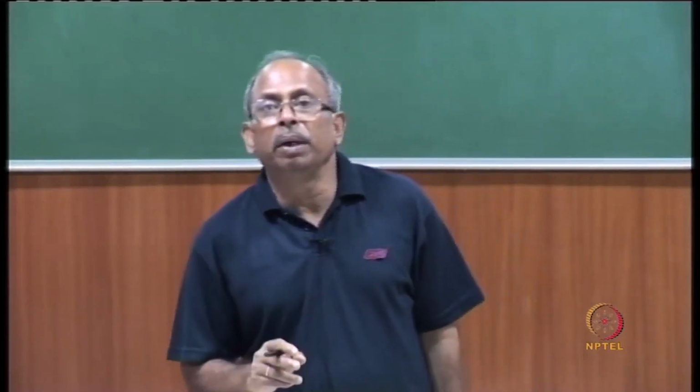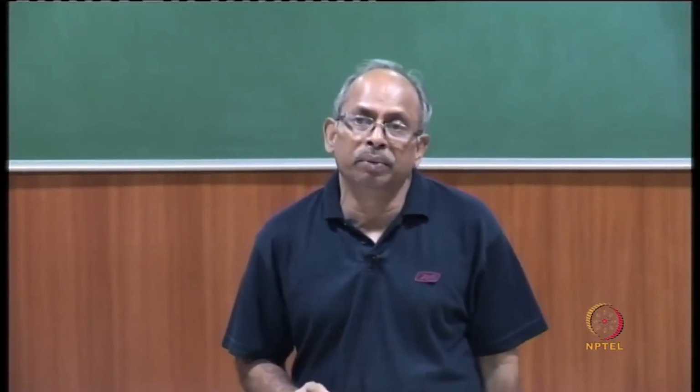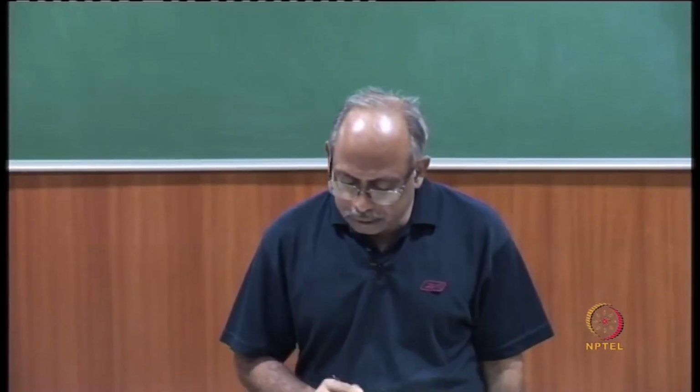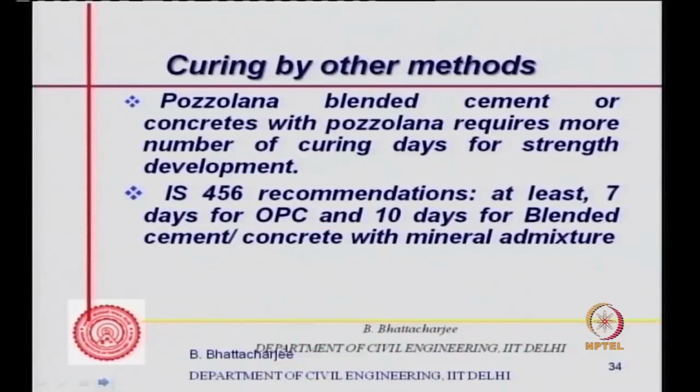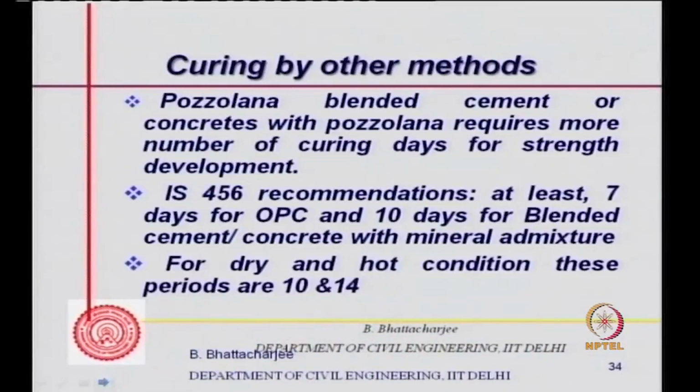But pozzolana blended cement will require more curing days for strength development, because that process is slow. So that's what I was saying: the IS 456 recommendation is at least 7 days for OPC, 10 days for blended cement and concrete with mineral admixtures in normal conditions. But for dry and hot conditions, these periods are 10 and 14.